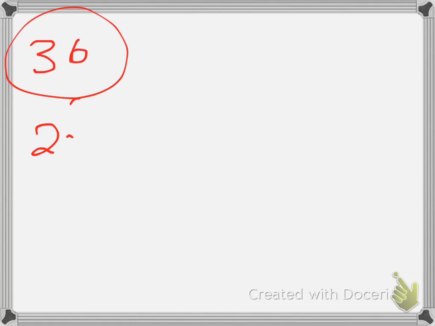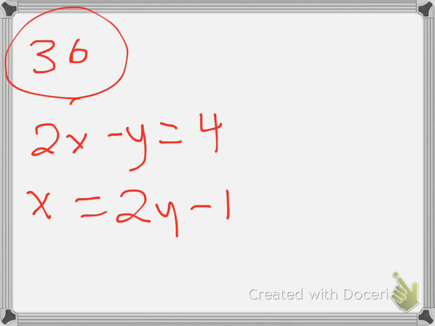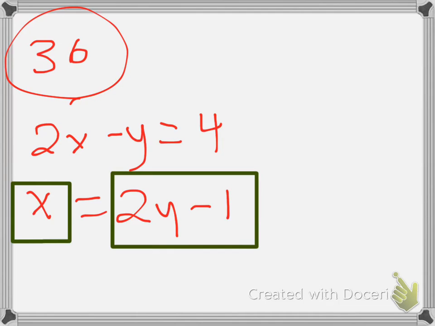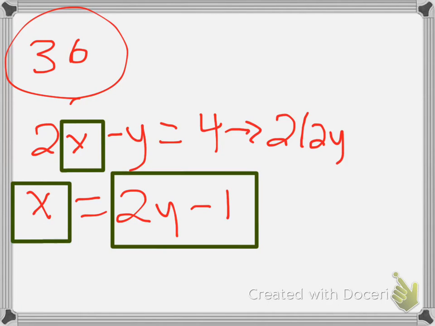On number 36, it says solve using substitution. 2x minus y is equal to 4. x is equal to 2y minus 1. This is set up nicely because our x is already solved for. So I'm going to take that x and plug it into this x right here. And I'm going to rewrite it as 2 times (2y minus 1) minus y is equal to 4.